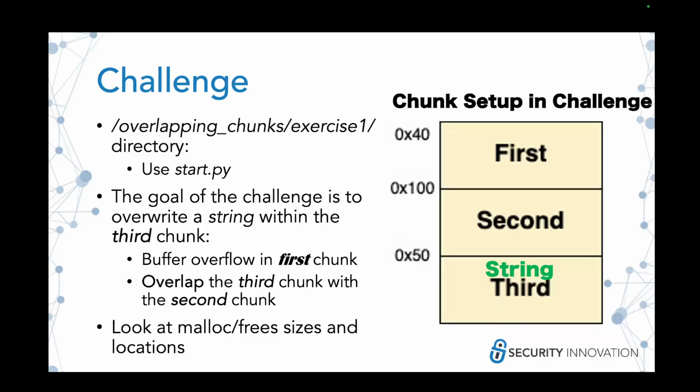For the first part, I'm going to remove my camera because it's covering up a section of the slide. In this exercise, there were 3 different chunks, first, second, and third, with the sizes hex 40, hex 100, and hex 50 respectively. The goal of this exercise is that the chunk third has a string in it, and we want to use the chunk second to overlap with the chunk third in order to corrupt said string.